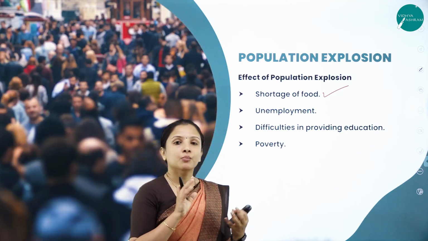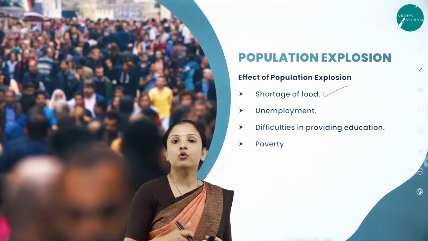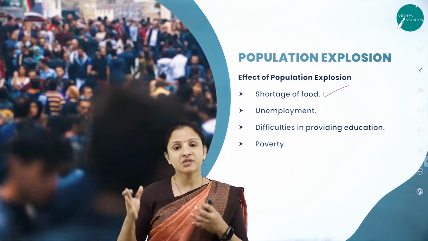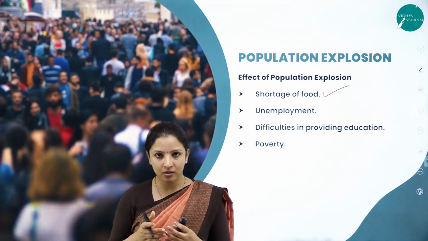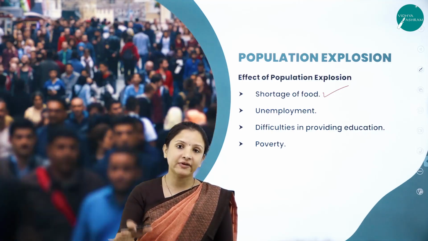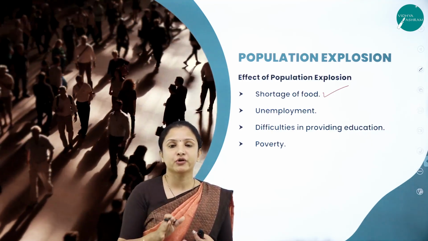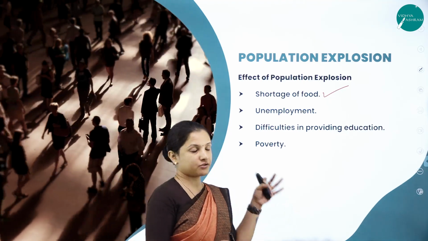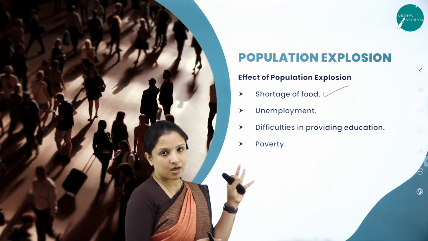Apart from that, the more the population of people, the more the demand for food. So how much demand is there for the food, so much agricultural produce needs to be there, but the agricultural fields that are there are not capable of producing that amount of food as per the demand of the growing population. So therefore shortage of food will occur.